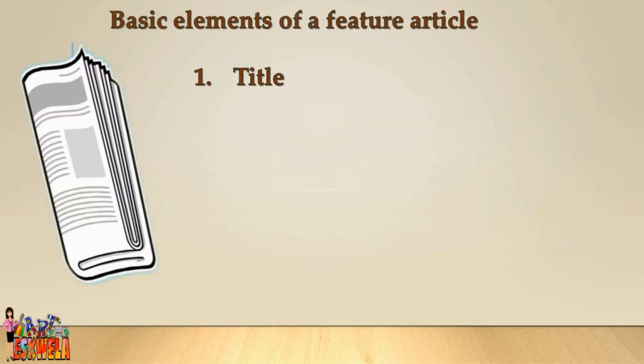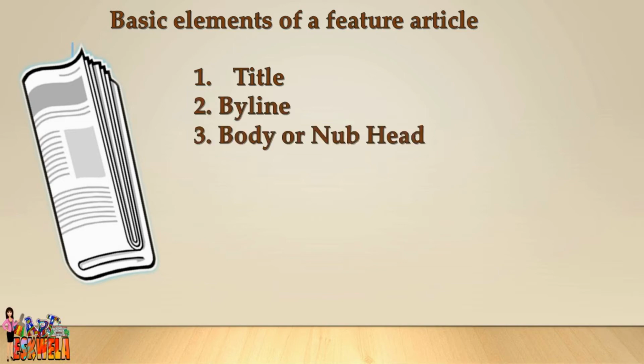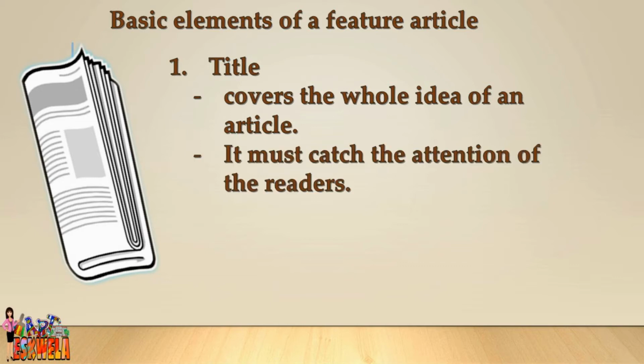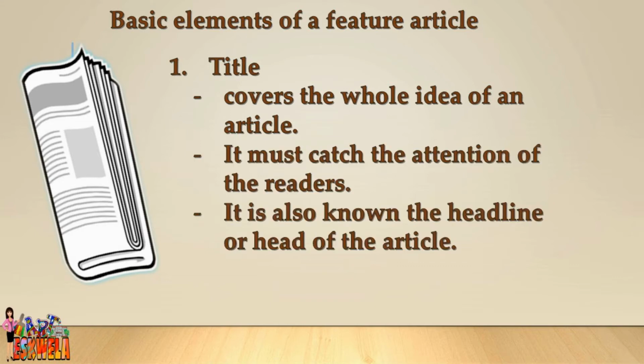We have basic elements of a feature article. We have the title, byline, body or knob head, and the conclusion. The first basic element of a feature article is the title. This covers the whole idea of an article. It must catch the attention of the readers. It is also known as the headline or head of the article.